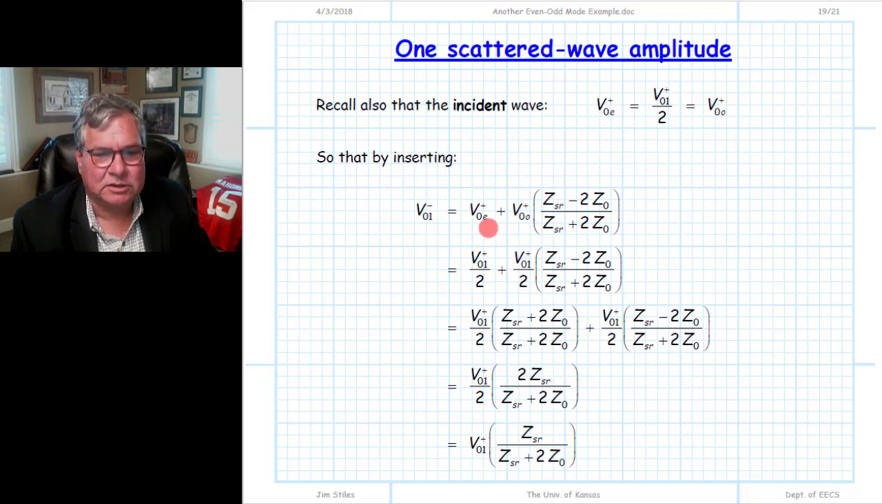So we look at this and we notice that it's in terms of the even mode plus wave and also in terms of the odd mode plus wave. But remember, the even mode plus wave and the odd mode plus wave had the same value. It's simply the original incident wave amplitude, the one non-zero wave amplitude, V01 plus, divided by 2. So we take this result and insert it here and here, and we get this. And now we can do a little algebra and find that V01 minus, the scattered wave on the left side, is related to the incident wave on the left side by this value.